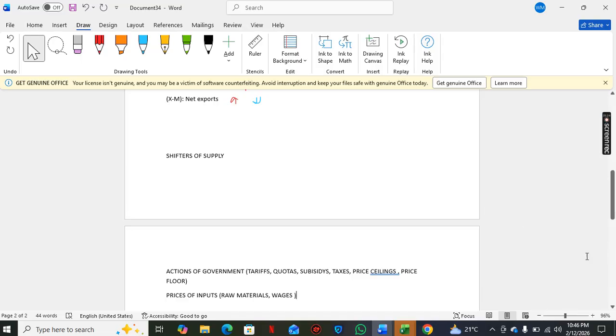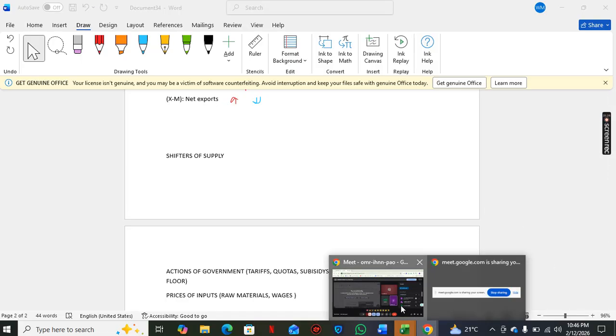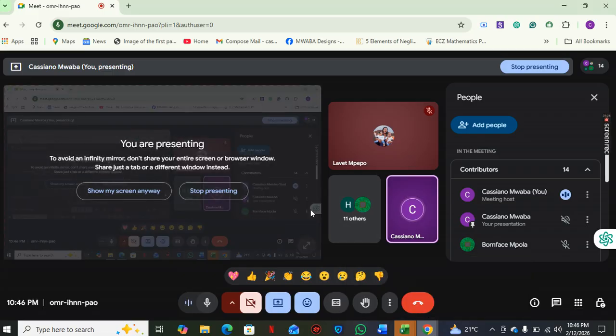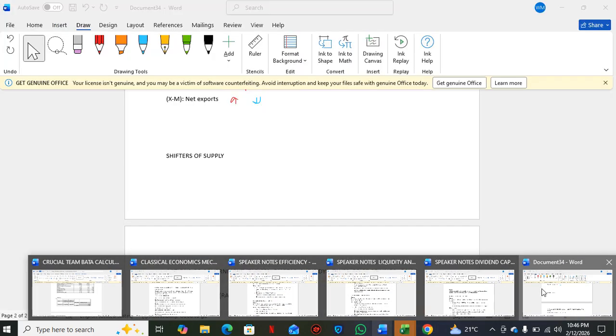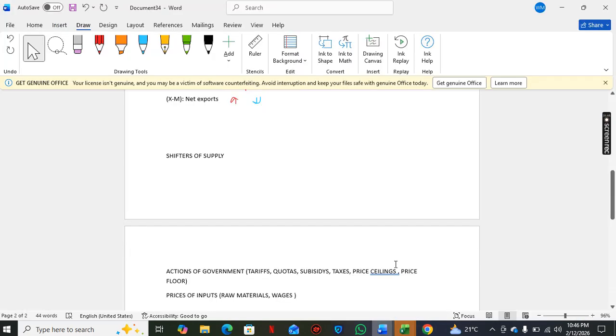Isn't that correct, colleagues? The price of raw materials is high. It means you're going to get less. And if you get less raw materials, it means you're going to produce less. Isn't that fair enough, colleagues? And if the price of raw materials drops, you get more.